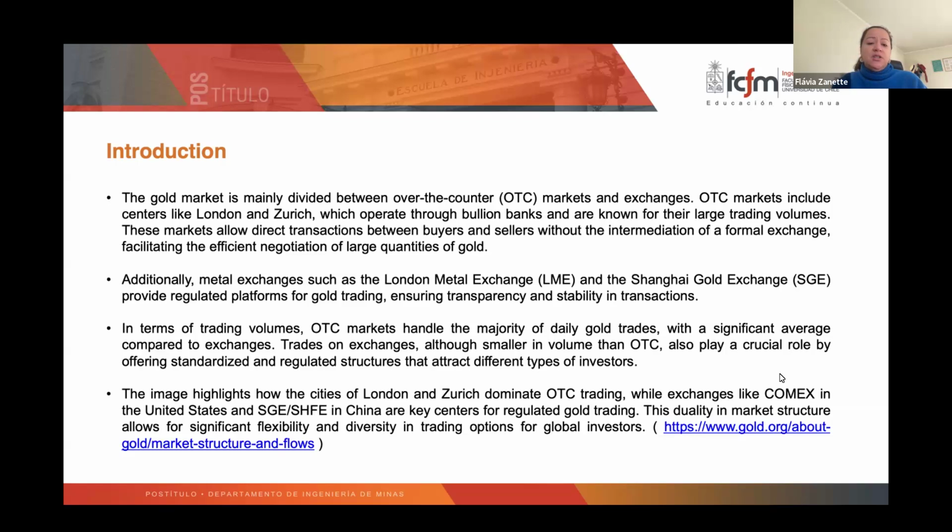Additionally, metal exchanges such as the London Metal Exchange and Shanghai Gold Exchange provide regulated platforms for gold trading, ensuring transparency and stability in transactions. In terms of trading volumes, OTC markets handle the majority of daily gold trades, with a significant average compared to exchanges. Trades on exchanges, although smaller in volume than OTC, also play a crucial role by offering standardized and regulated structures that attract different types of investors.